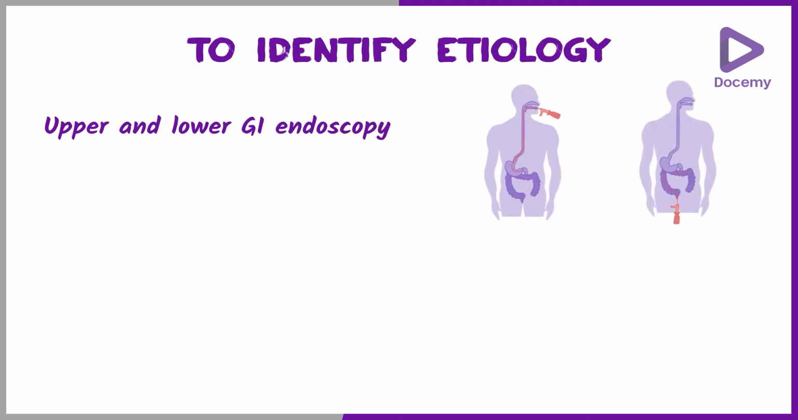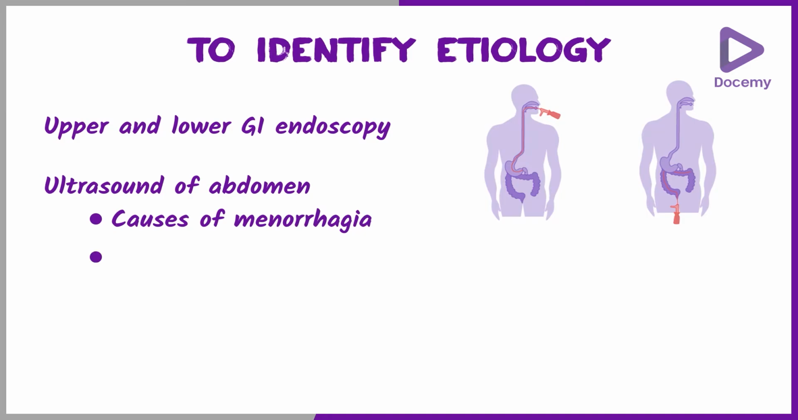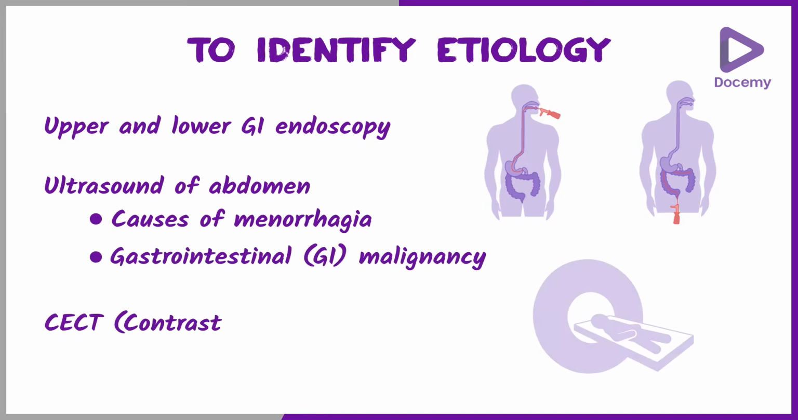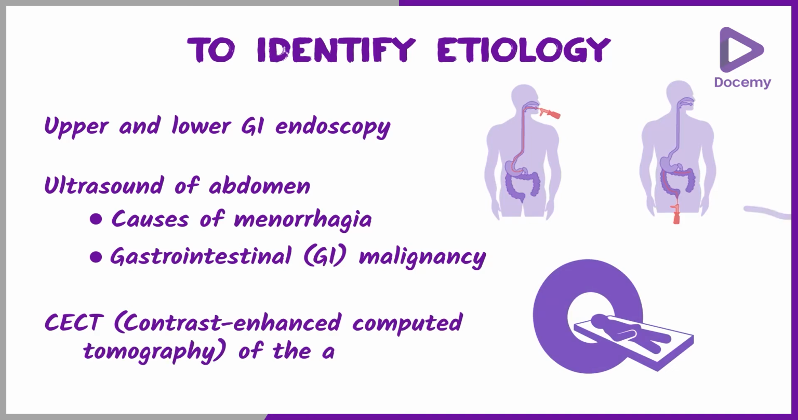And if you want to know the etiology of iron deficiency anemia, you proceed with upper and lower GI endoscopy, ultrasound of abdomen to look for causes of menorrhagia or GI malignancies. If needed, you can proceed with CECT or contrast CT of abdomen also.